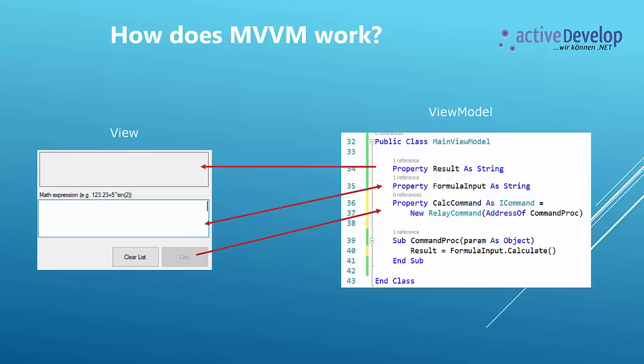Now, with this MvvM binding in place, let's see what happens when the user enters a formula he or she wants to calculate in the text box. Since the content of the text box is bound to the formula input string of the view model in two directions, the formula input property now contains what the user typed in. Now the user hits calculate. Since the command button is also bound to a command in the view model, clicking on the command invokes the command proc. This method then takes the formula input, calculates it, and stores the result in the result property.